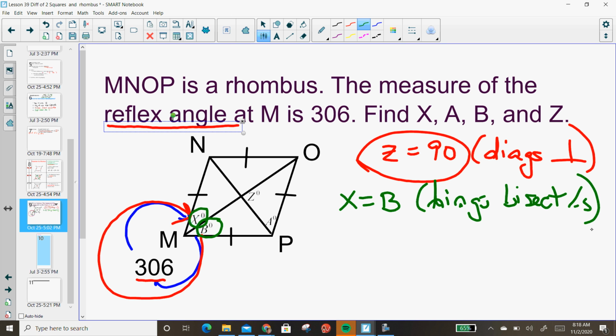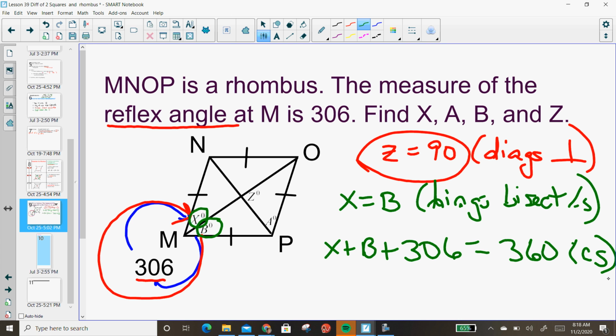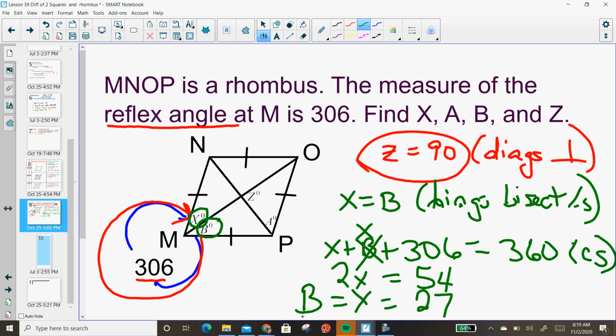Okay, do we know how big X plus B would have to be, or can we figure it out? I got typed in the chat that x plus b plus 306 would have to be 360, because that would have finished the circle. So we call that circle sum. But we know x and b are the same as each other. So that means 2x. And if I subtract 306 from both sides, what do I have left? 54? Divide both sides by 2. Sophia, what's half of 54? Can you help me out with that one? So it would be 27, and that means B would also be 27.